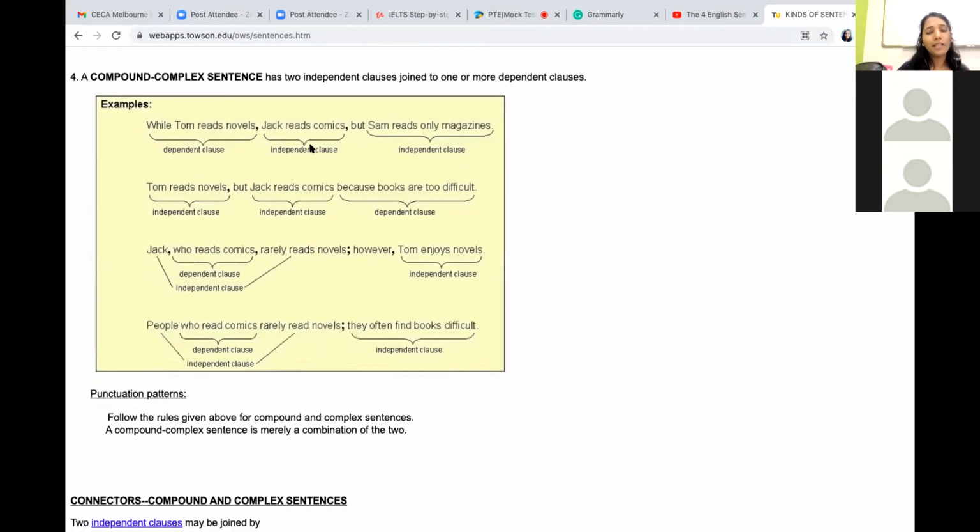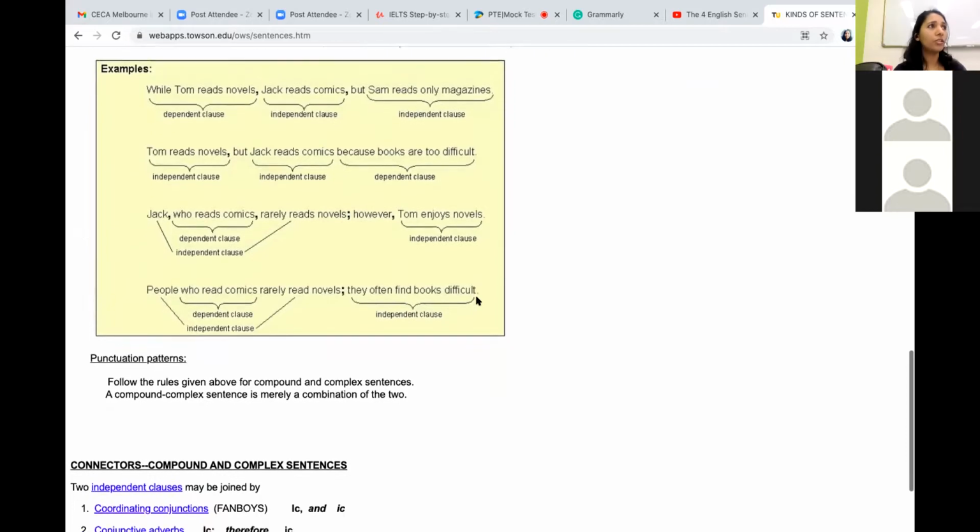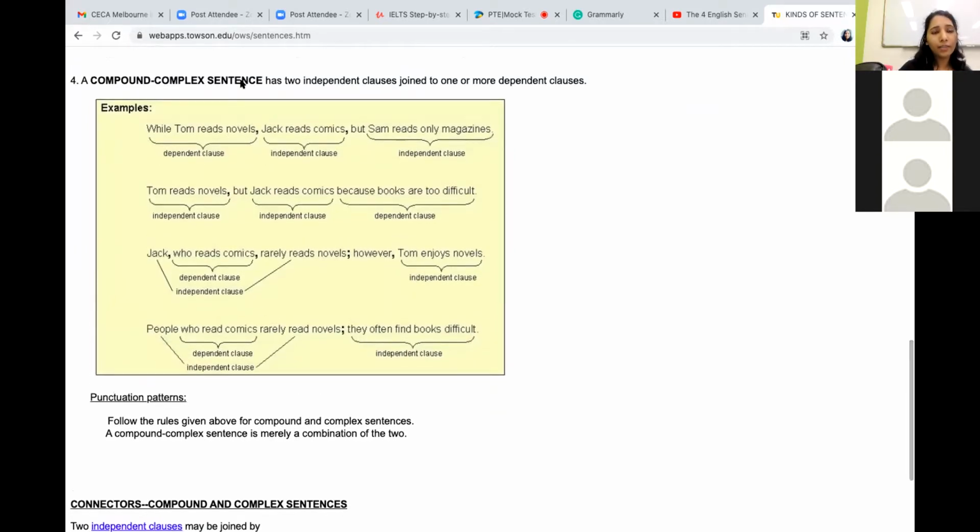The last type of sentence is your compound complex sentence. Okay. This will help you to achieve a band higher than 7. So try and pay attention to it to avoid risk. So how do you start with the compound complex sentence? It has two independent clauses, which are joined to one or more dependent clauses. So there is a dependent clause and two independent clauses.